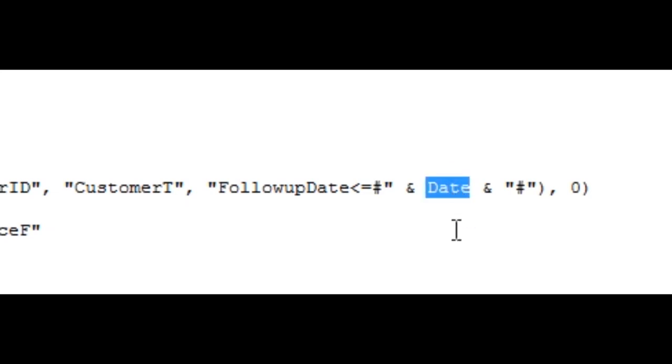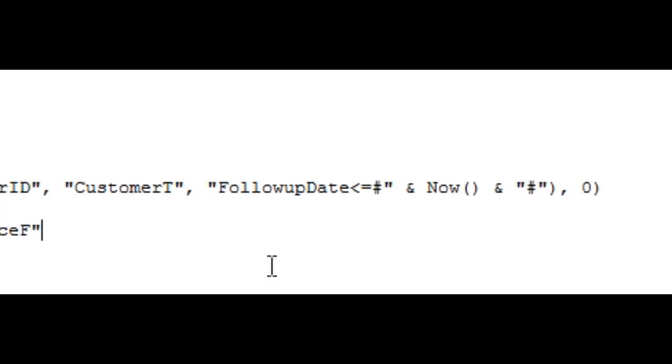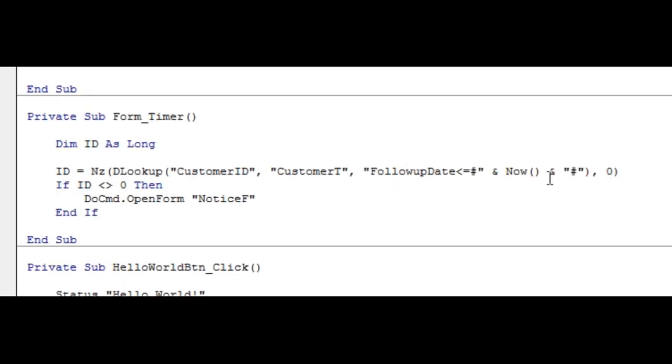Now, if you want just today's date, remember that's today's date at midnight. What if you had a follow-up for this morning at 7 a.m.? So I like to put in here now for something like this. That puts today's date and time in there. Okay? This way, if it's currently 9 a.m. and you've got a follow-up for 8 a.m., you can start using the time portion as well. All right, so that'll check it based on the date. It'll still return an ID. If that ID is not zero, open up the notice form. Okay, that's really the only major change we had to make.